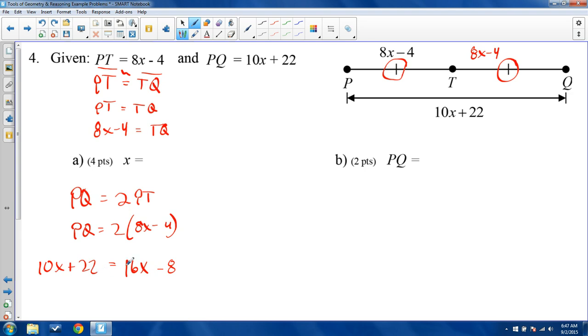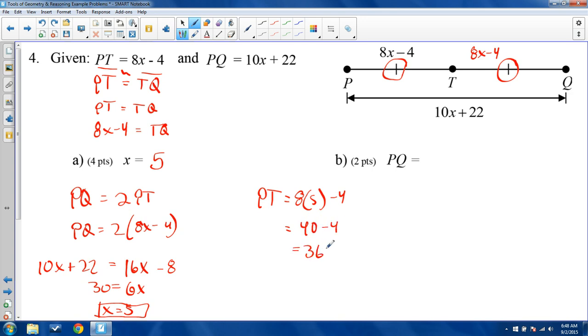Boom. I'm going to subtract 10x over, I get 6x equals 30, and I divide by 6, I'm going to get x equals 5. So you have to work some magic there. You have to understand the congruent part. That's the big step in this that's not said and only drawn. If x is 5, then PT is 8 times 5 minus 4, which is 40 minus 4, which is 36. If PT is 36, PQ is twice the amount of 36, which is 72.